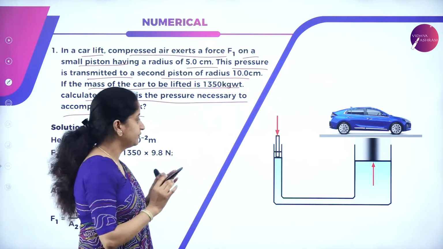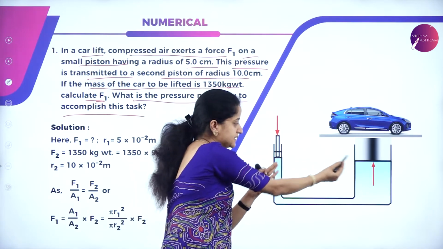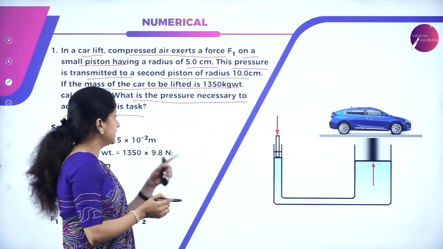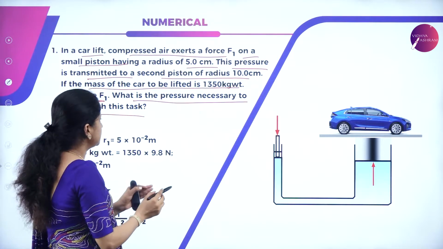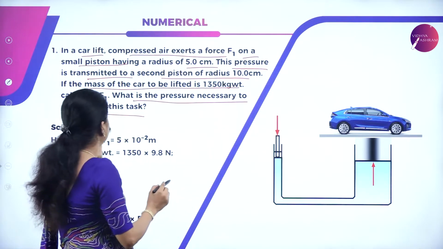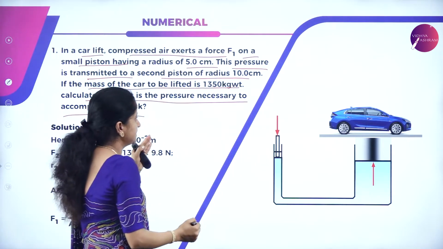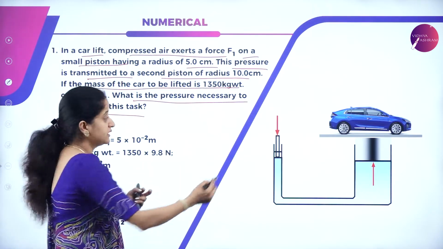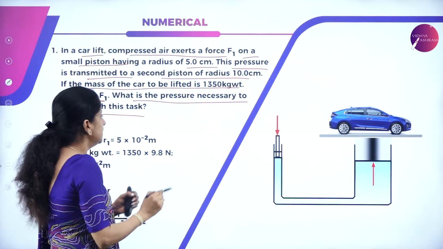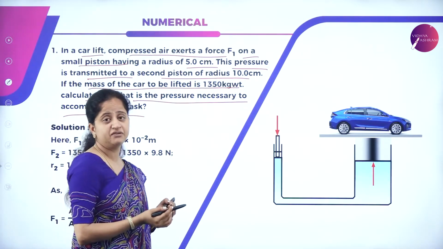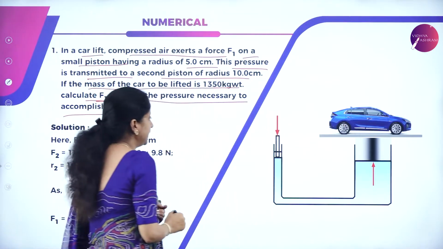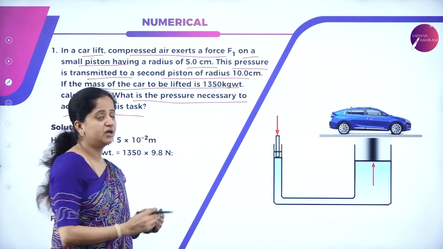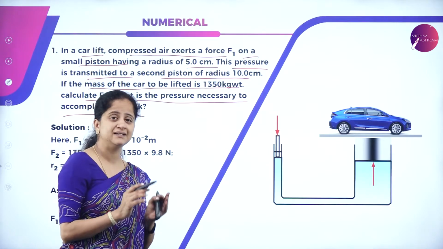See, in this problem, they are saying that we have two pistons, one of radius 5 centimeter, the other of radius 10 centimeter. Here, the compressed air exerts a force on the small piston of radius 5 centimeter, and this pressure in turn will exert a pressure on the second piston of radius 10 centimeter. If the mass of the car to be lifted is 1350 kg weight, what is F1? What is the force we have to find out? And we also have to find out what is the pressure necessary to complete this task.